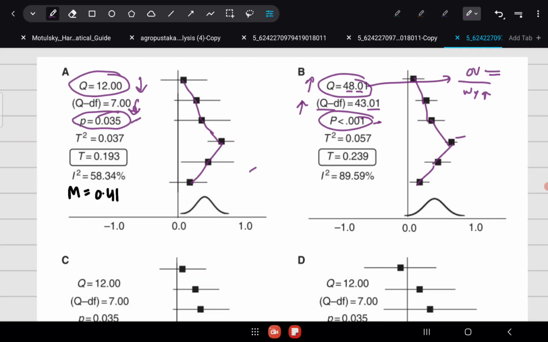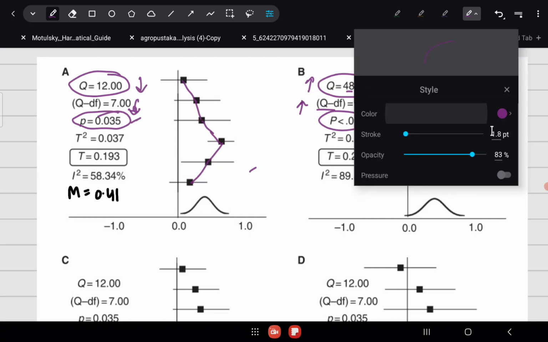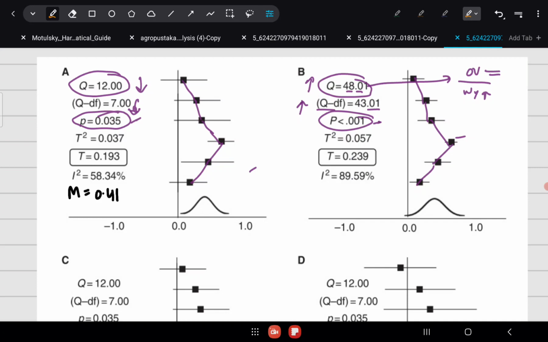Now we have to compare the tau square statistic. So remember, tau square statistic depends on two things. First is the excess dispersion, and you can see already that excess dispersion is more for B. What is excess dispersion? It is Q minus DF, right?